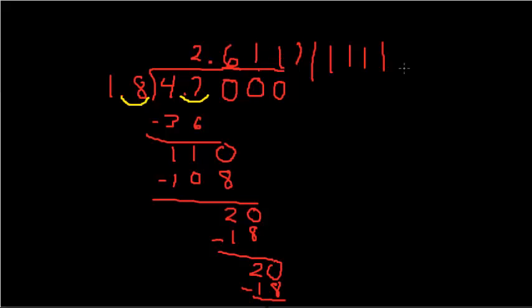2.61 repeating. We can also write this decimal, if we wanted to write our exact answer, as 2.61 with a bar over the 1, showing that the 1 is repeating forever. We don't just have to have one decimal repeat, we could have 2 decimals that repeat.